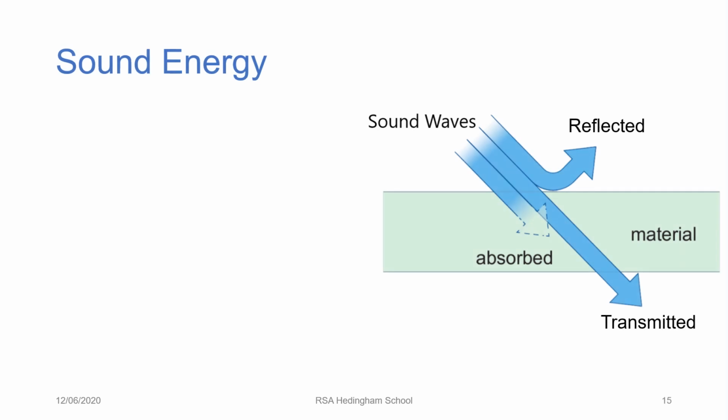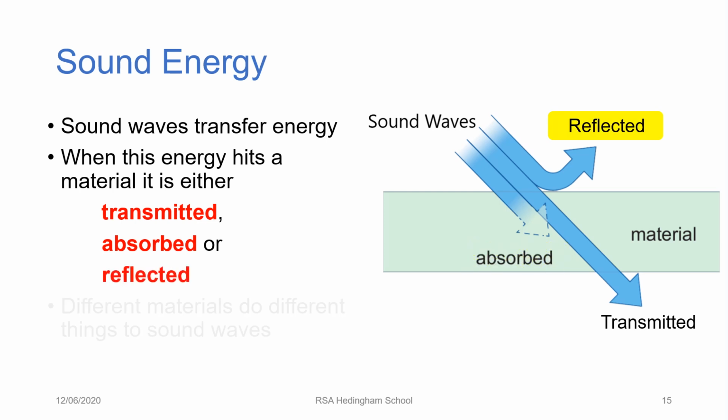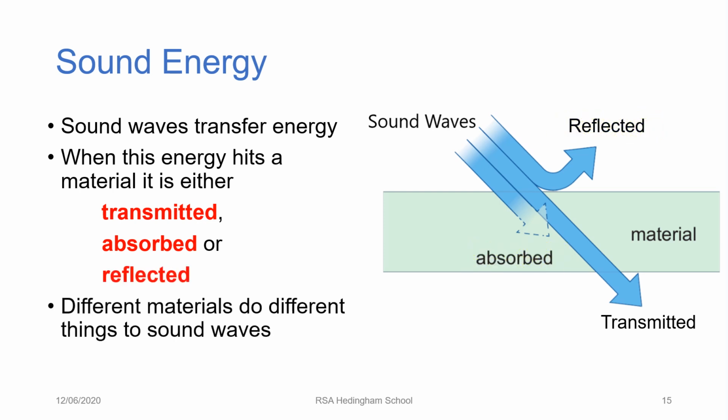We've already seen that sound waves transfer energy, and when this energy hits a material, there are 3 things that can happen to it. Either it is transmitted, it passes through it, or it is absorbed, it's taken into that material and basically heats it up, or it can be reflected. Different materials do different things to sound waves. So hard objects tend to reflect them, soft objects tend to absorb sound more.